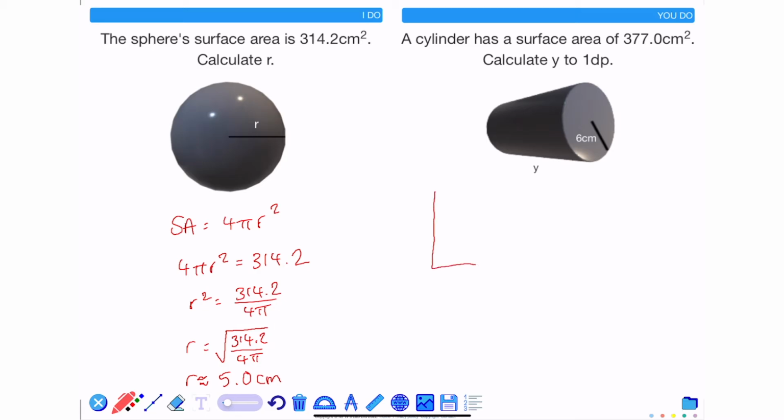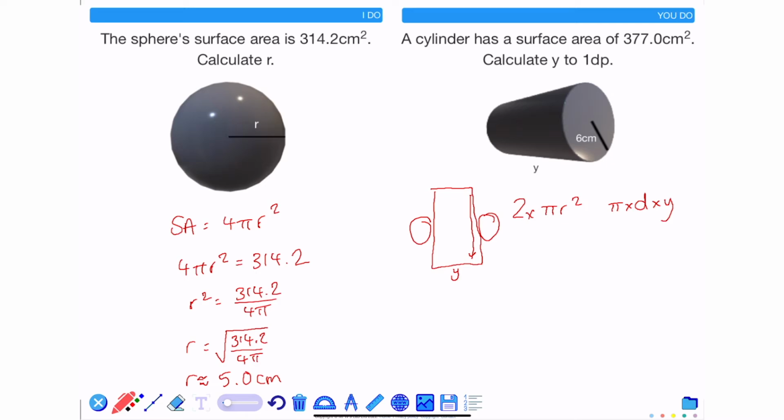The net of a cylinder is made up of 2 circles and a rectangle. The area of a circle can be calculated by using pi r squared, and the fact that I've got 2 of them, I'll multiply this by 2. The width of the rectangle is y. The length of the rectangle will be the same as the circumference of the circle. The circumference of the circle can be calculated using pi times diameter, and to calculate the area of the rectangle, it will be multiplied by y.